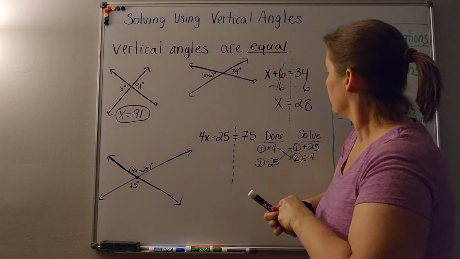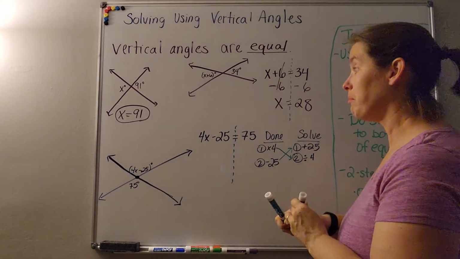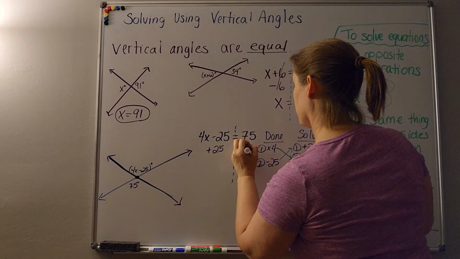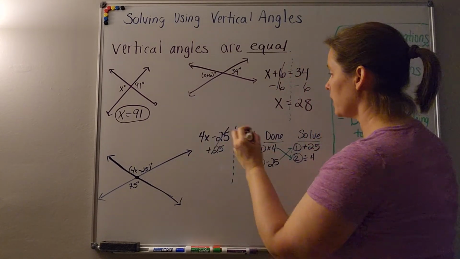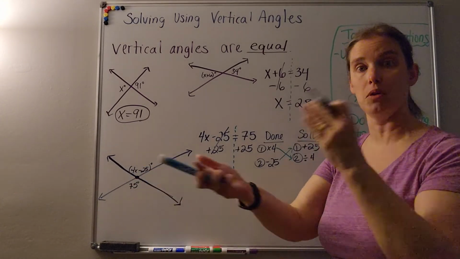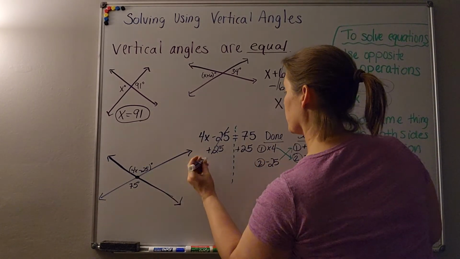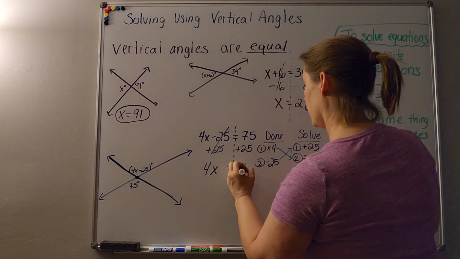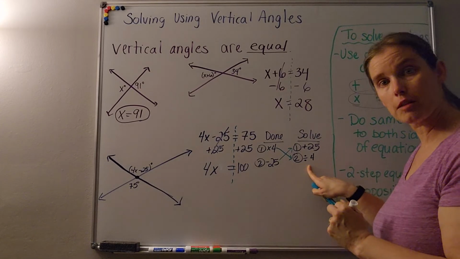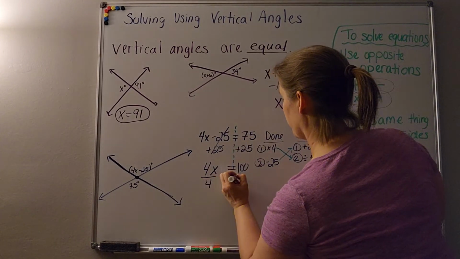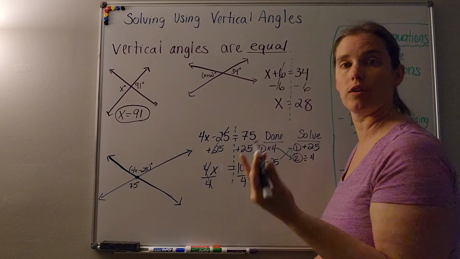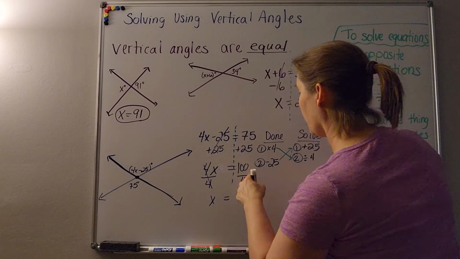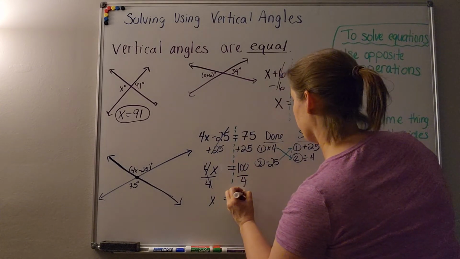All right. So first thing, add 25 to both sides. That cancels over here. Subtracting 25, adding 25, boom, cancels out. It's 0. So we're left with just 4x, and 75 plus 25 equals 100. Then we said we had to divide both sides by 4. Divide by 4, divide by 4, boom, gone, because 4 divided by 4 is 1, and 1x is just x. And 100 divided by 4 is 25.